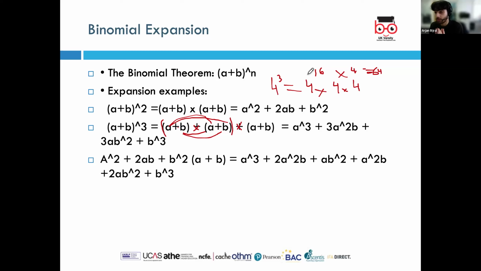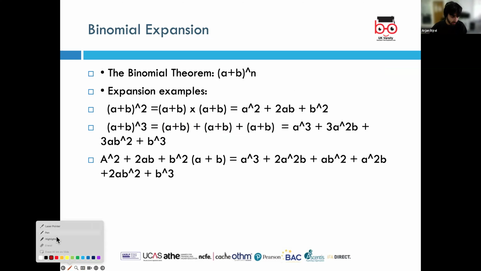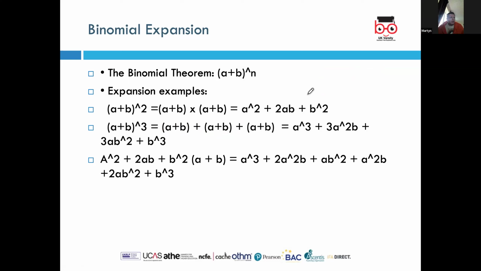Okay, look. 4 cubed means 4 times itself 3 times. So what I've written here, 4 times 4 times 4. Okay, but you understand what squared is, right? Something times itself once. Yeah. Okay, so then this bit is just A plus B cubed, right?